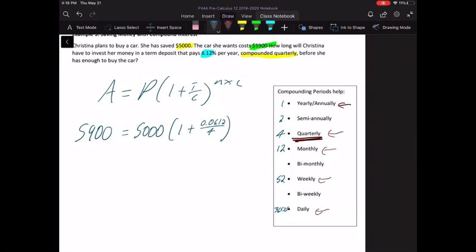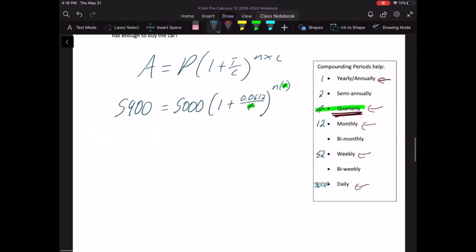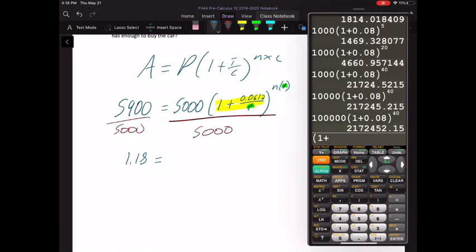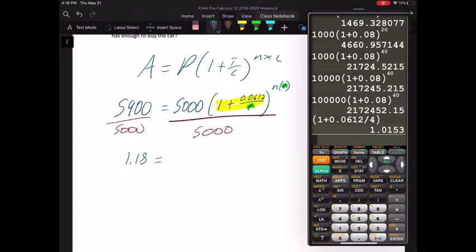Okay? And then we're solving for n, but again, it's n times c, right? So it's n times 4. That quarterly 4 has to be applied in both of those places. Now we can simplify this equation a little bit. I can divide both sides by 5,000, and that's going to give me 1.18 is equal to 1 plus 0.0612 divided by 4, bracket that, and I get 1.0153, and then this is to the 4n.